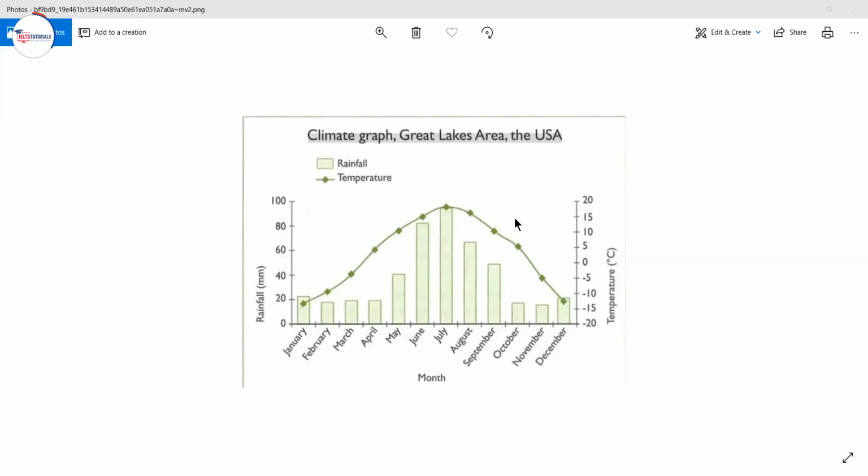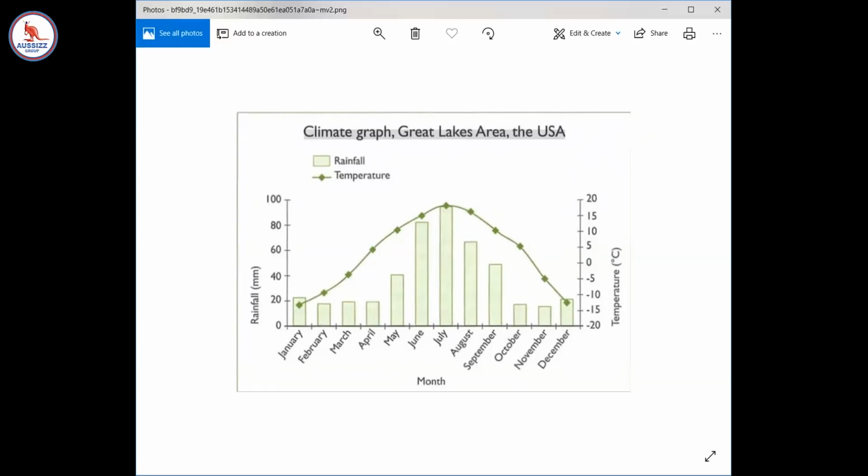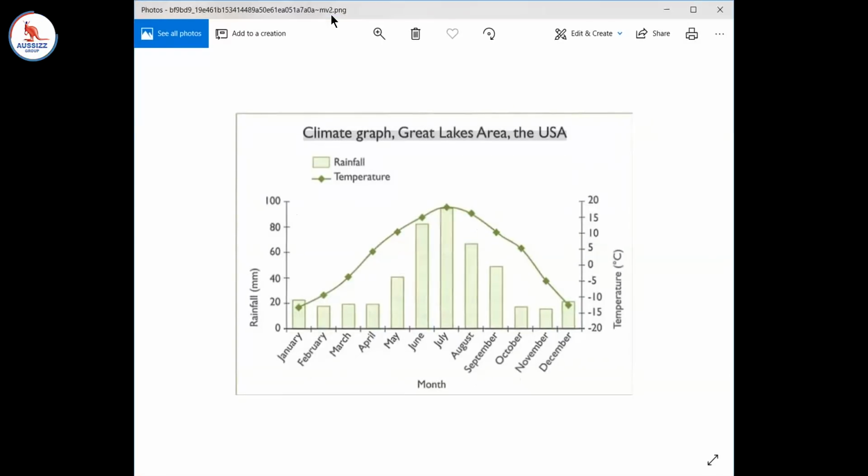You're not able to see the graph. Is it the case? Somebody is telling he is not able to see the graph. Nishikant. Rest of the people, do you see the graph? Do you see this graph? Climate graph, Great Lakes area. Okay, we can see. If one can see, everybody can see.